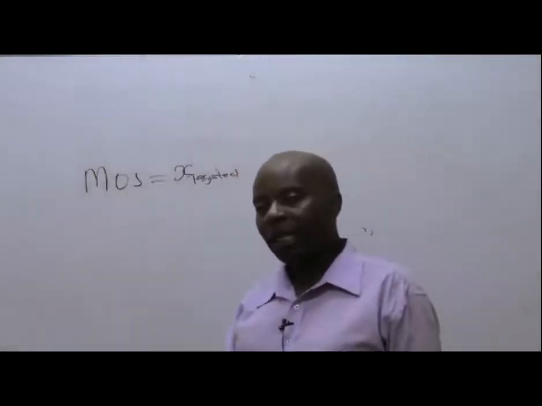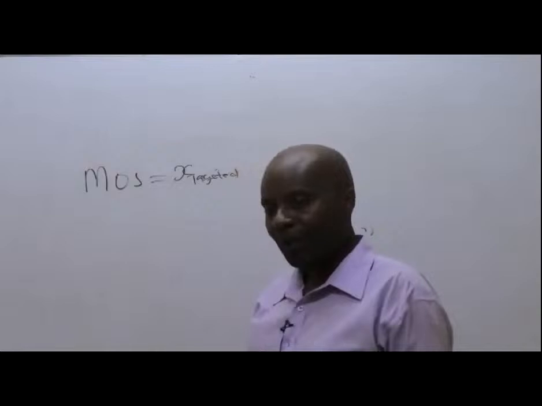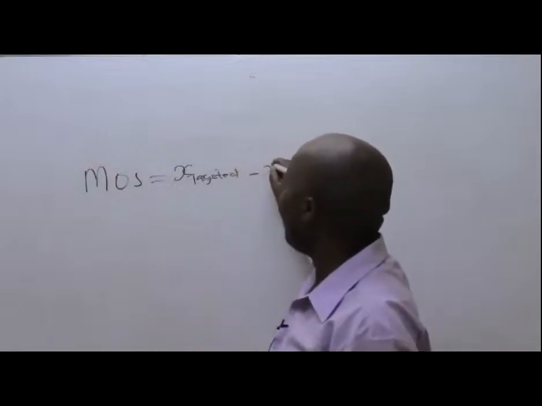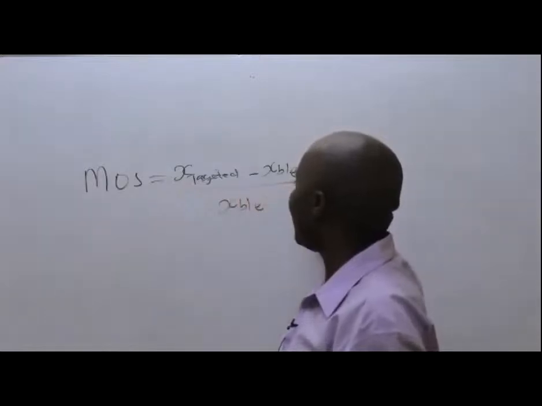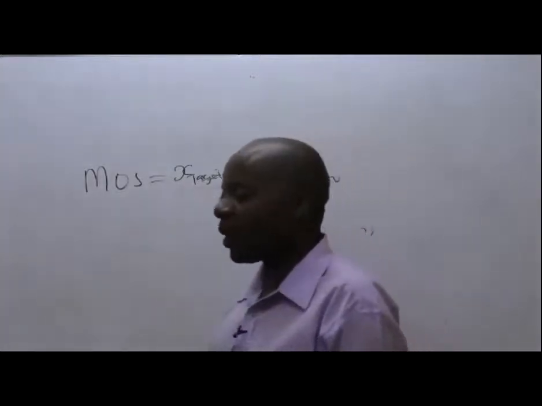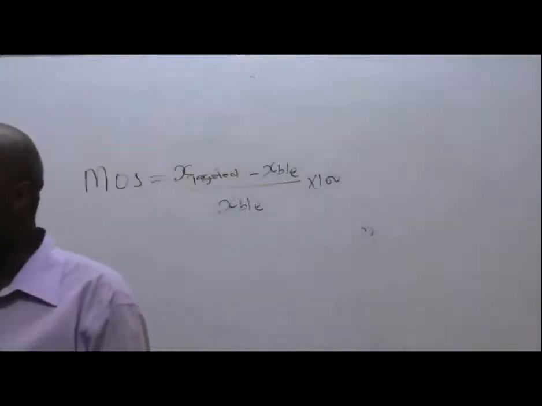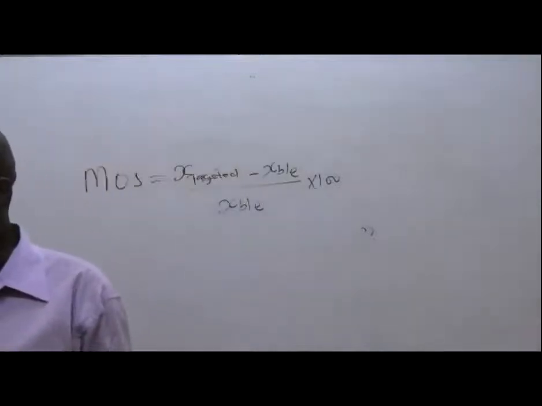To sell in a particular period? Minus the break-even quantity, all over the break-even quantity, times 100. This is a very important formula to be memorized. If you can't memorize it, you'll get yourself into problems.